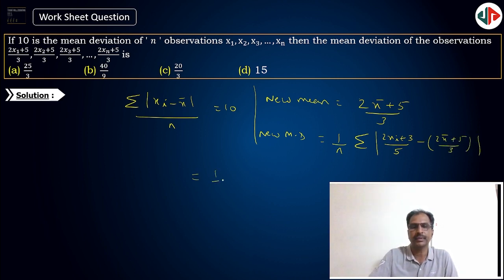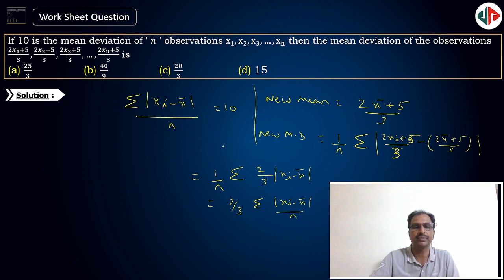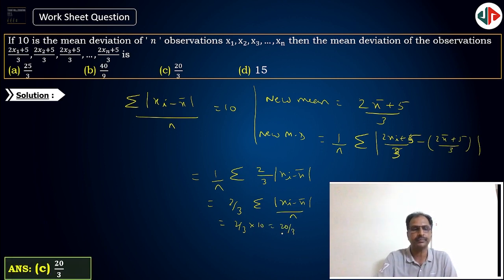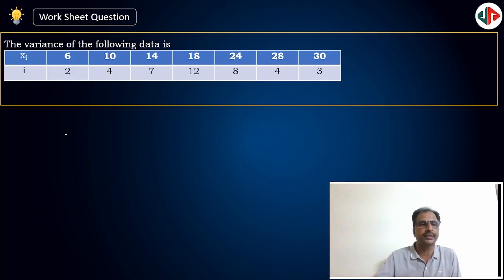That is equal to 1/n Σ |(2xi + 5)/3 − (2x̄ + 5)/3|. The 5/3 gets cancelled. So what is left is 2/3 into |xi − x̄|. The 2/3 can be taken out, so 2/3 Σ |xi − x̄|/n. This value is already given as 10. So 2/3 into 10, which is 20/3. Option C.